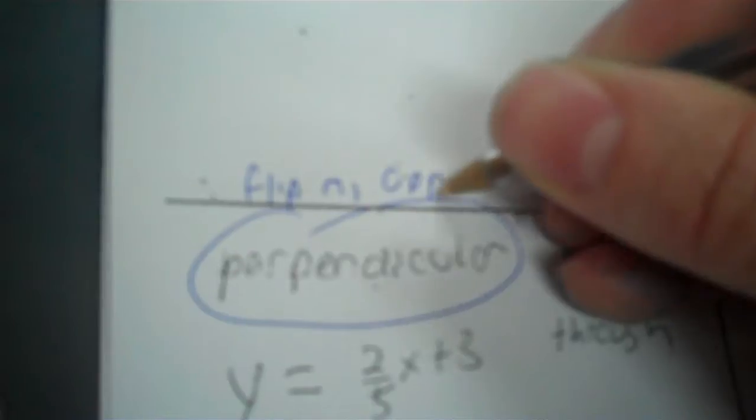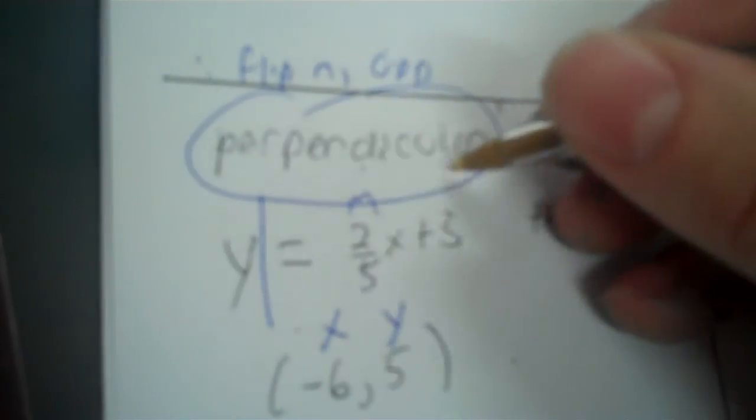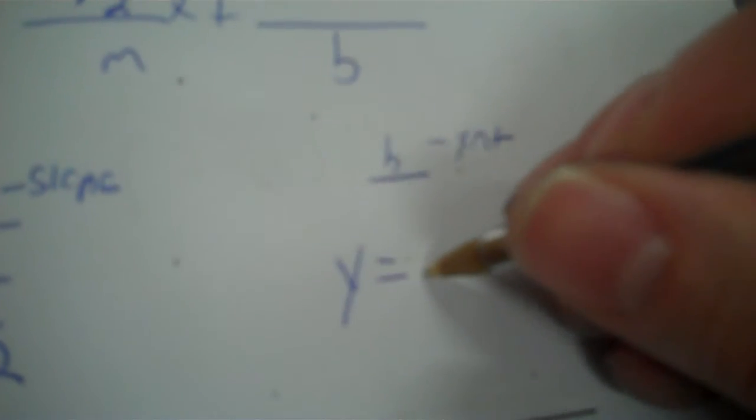Okay, perpendicular to y equals 2/5 x plus 3 through negative 6, 5. M, B. So m is the slope and b is the y-intercept. So perpendicular, remember, it's not the same m, it's flip m and make opposite. So you flip it to 5/2. It's positive here, so ours has to be negative. Get rid of that 3, you don't use it. So b, you find your own b.